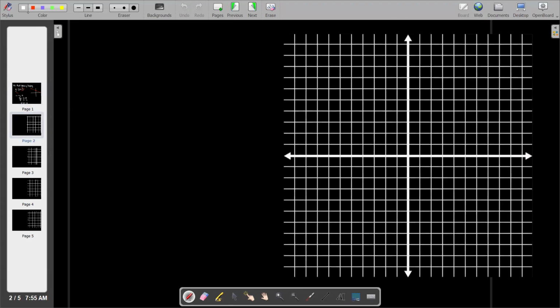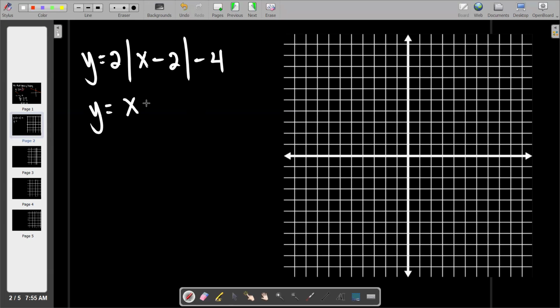So I got 4 examples for you. They should not take all too long. I'll give you a nice softball for a warm up. And I get to graph on this paper. Again, you'll just have to sketch. I'm sorry for that. So I have y equals 2 times the absolute value of x minus 2 minus 4. And then I have y equals x, thank you, minus 3.